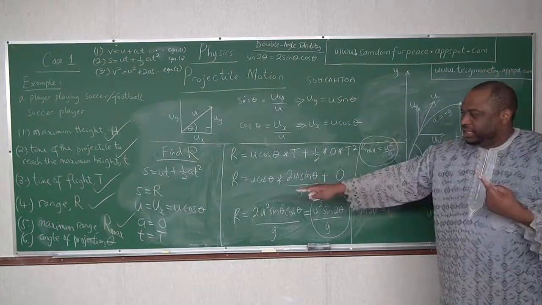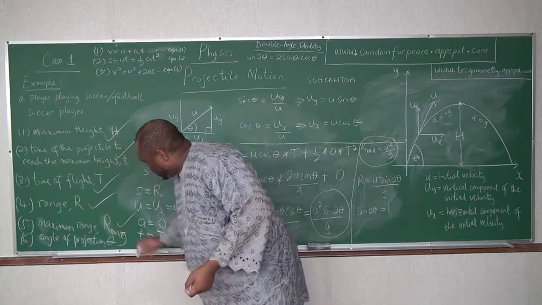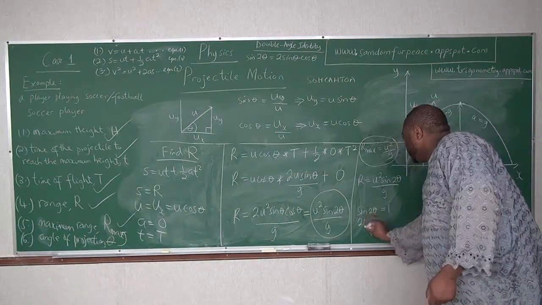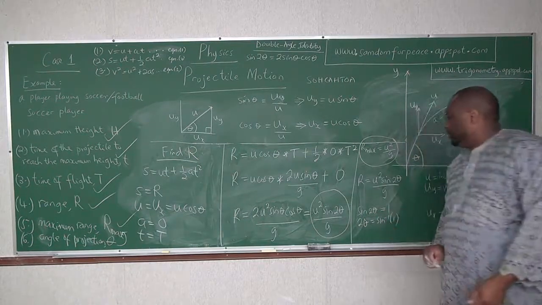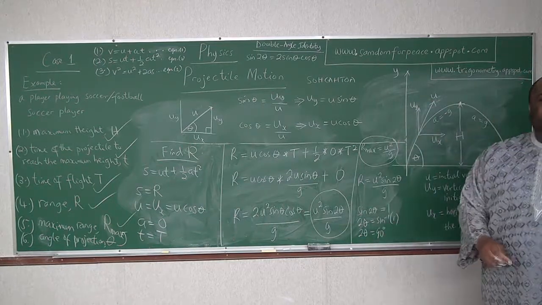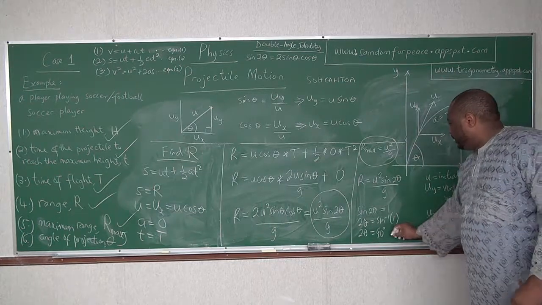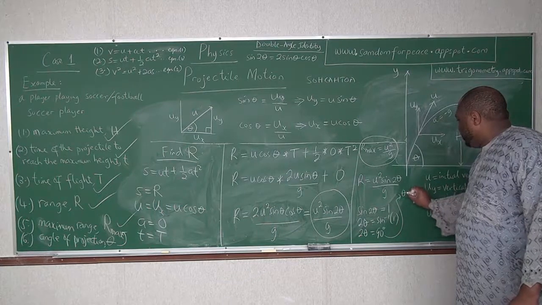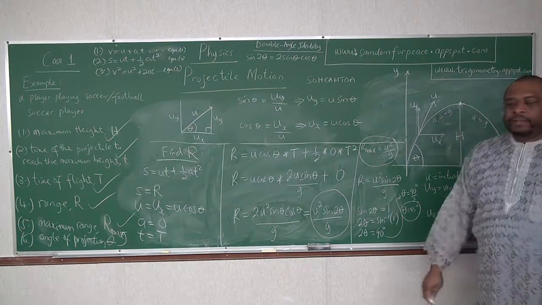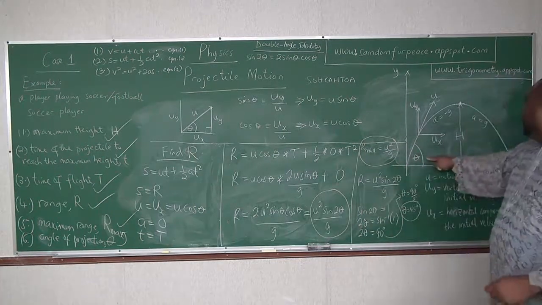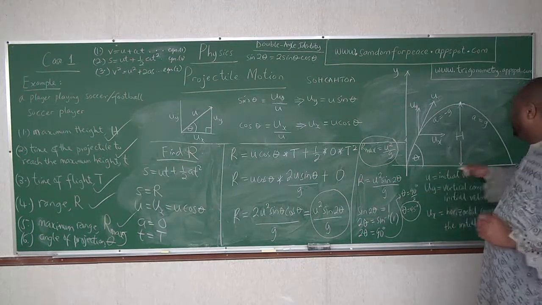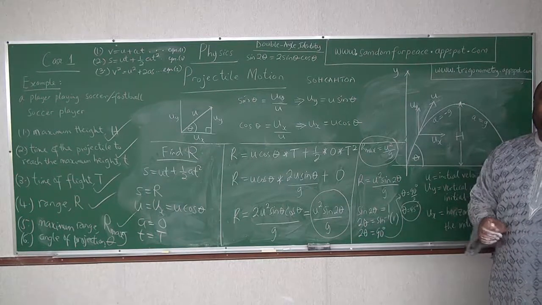But now, what will be the angle of projection to get this? So sine 2 theta is equal to 1. This means that 2 theta will be sine inverse of 1. So 2 theta is 90 degrees, because sine inverse of 1 is 90 degrees. So theta would now be 90 degrees over 2. So theta would be 45 degrees. So to get the maximum range, the angle of projection should be 45 degrees.